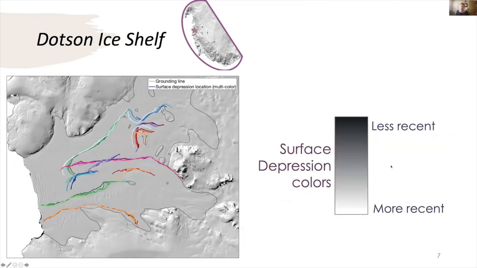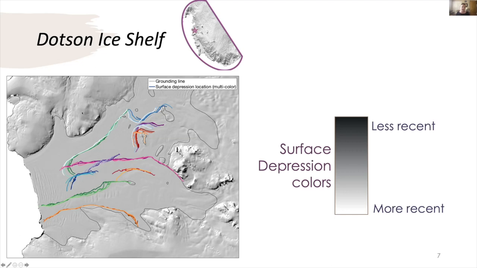And moving to the Dotson ice shelf, here I'm showing a large scale view of 10 surface depressions of channels that I've mapped with the REMA time series. And each of the different color groups on this map represents a single channel. So the darker colors are depressions that were mapped with less recent DEMs from as early as 2010. And the lighter colors are surface depressions that are mapped with more recent DEMs as recent as 2018.